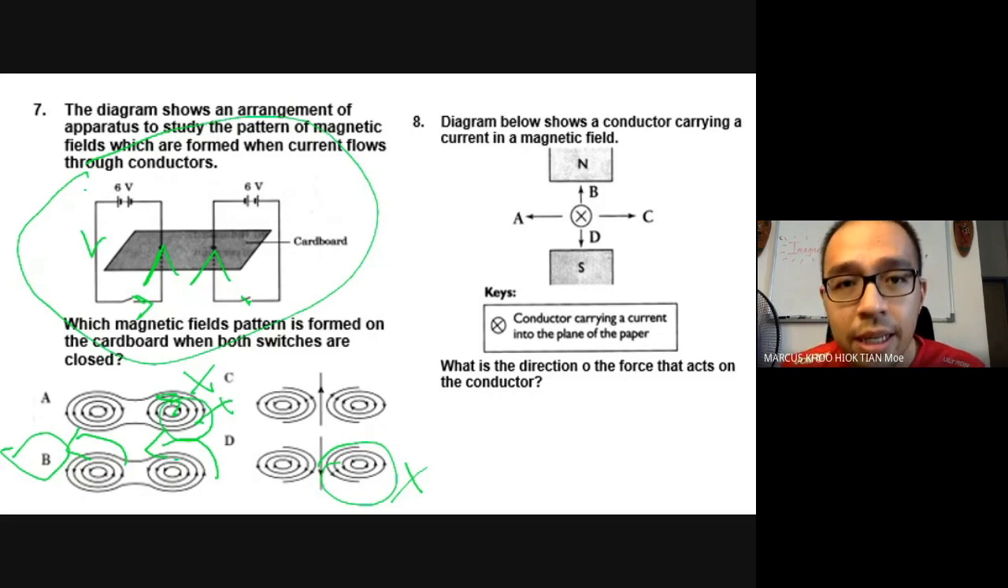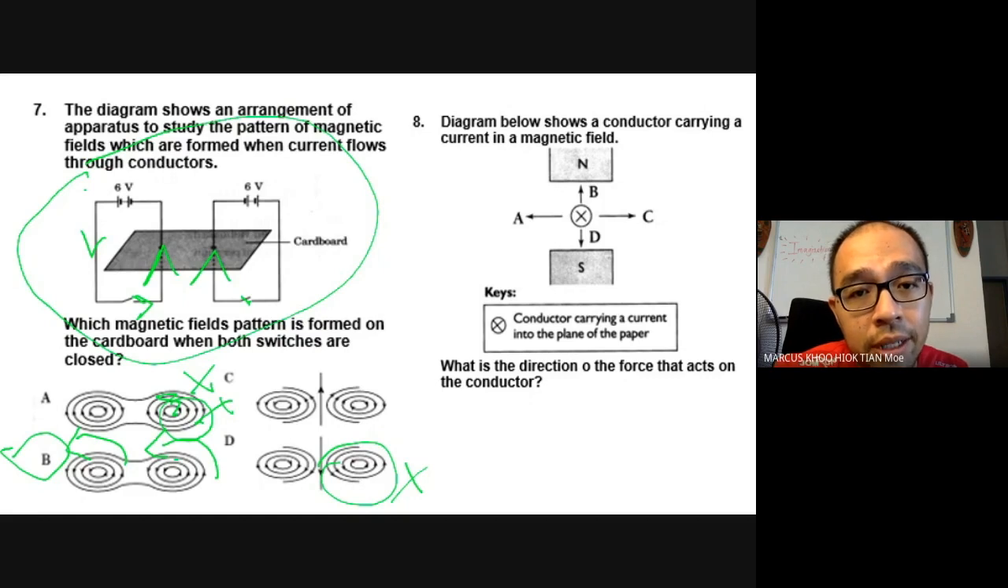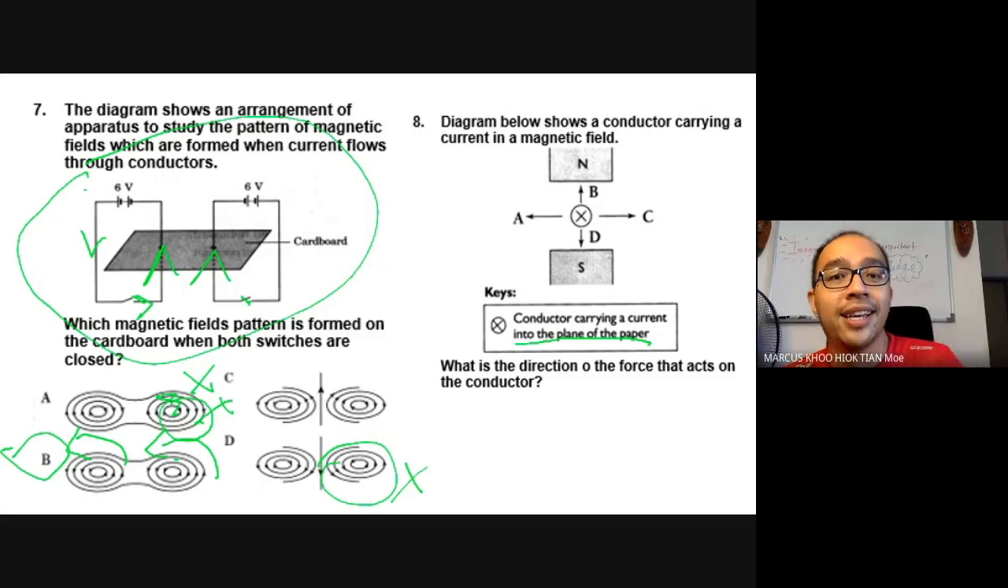Alright, kembali kepada Fleming's left hand rule. Shows a conductor in a current carrying field. North is here, south is here. X means current is going into the paper. What is the direction of the force? Same thing again, the same question. Brendan, can you answer this, please?